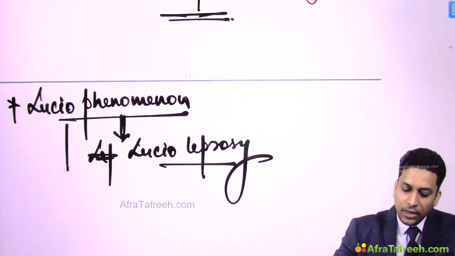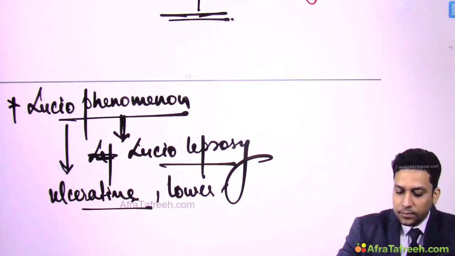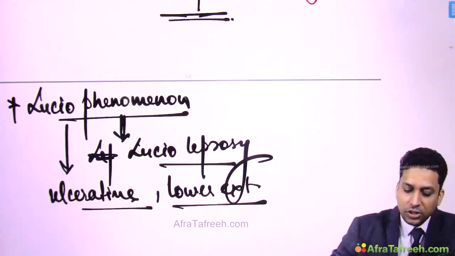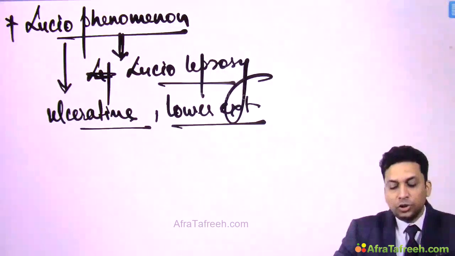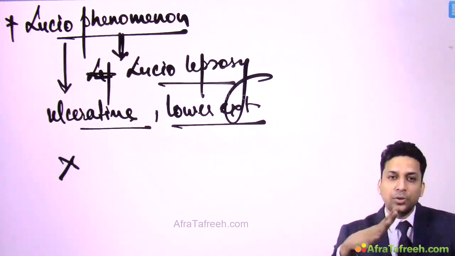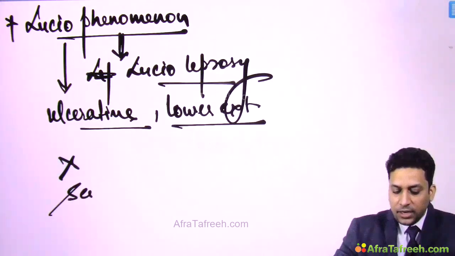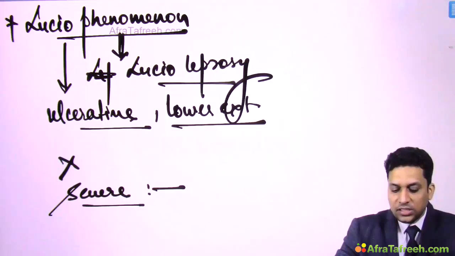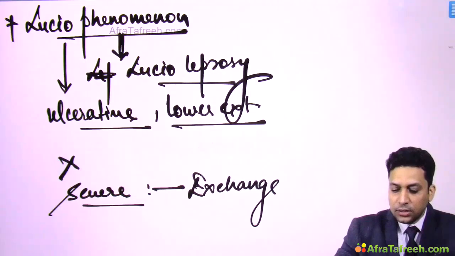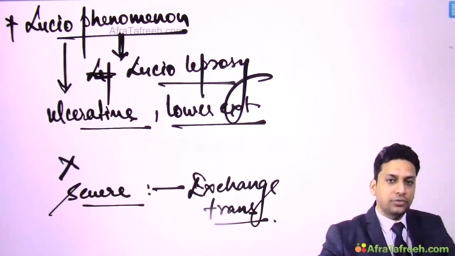In this type of leper reaction, ulcerative lesions are seen over the lower extremities, which do not respond to steroids or thalidomide. So generally they do not respond to steroids or thalidomide. If the patient develops a severe type, so in severe Lucio phenomena, exchange transfusion is done. So in severe cases we do exchange transfusion.